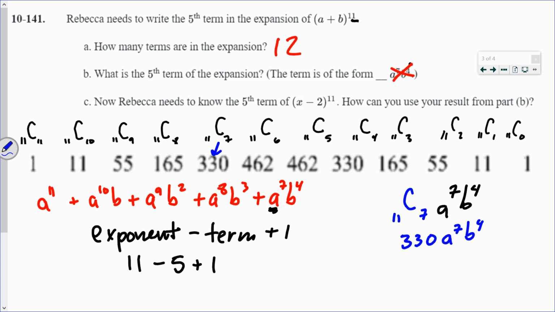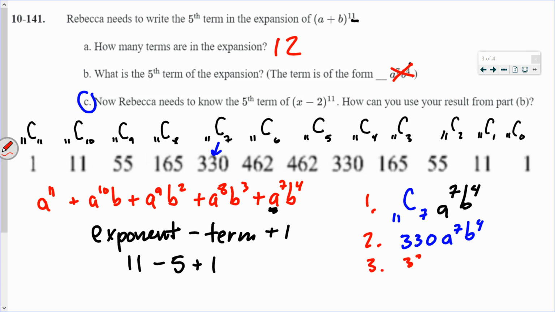Now look at part C. They just add on 1 extra piece here. It says now Rebecca needs to know the 5th term of x minus 2 to the 11th. So instead of just a plus b, they have an x and a negative 2. So how can you use the result for part B? We'll just substitute those in. This is kind of the step-by-step. Got to find which combination, put it in a plus b or a and b form, and then just substitute.